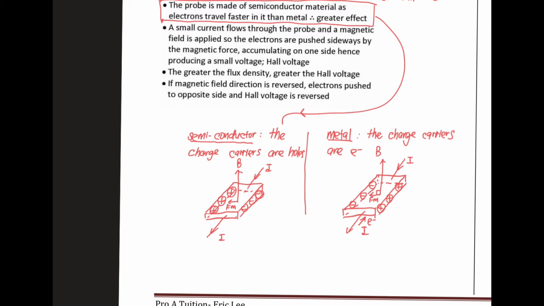Electric force, how does it act for the first case, for semiconductors? Positive to negative. So the electric force is this way, positive to negative. Whereas for the second case, what happens is positive to negative, which means the electric force is from right to the left. Electric force, right to the left. Okay, now let's move on.